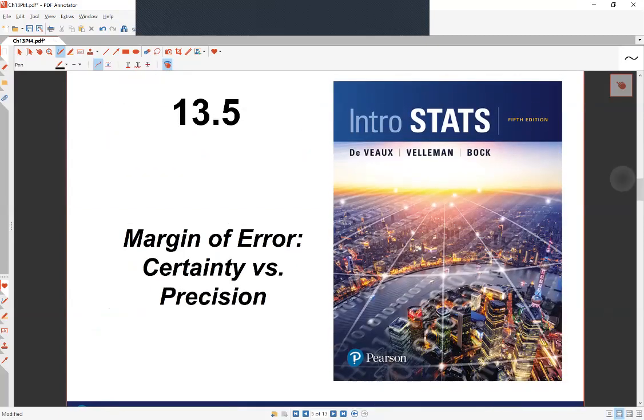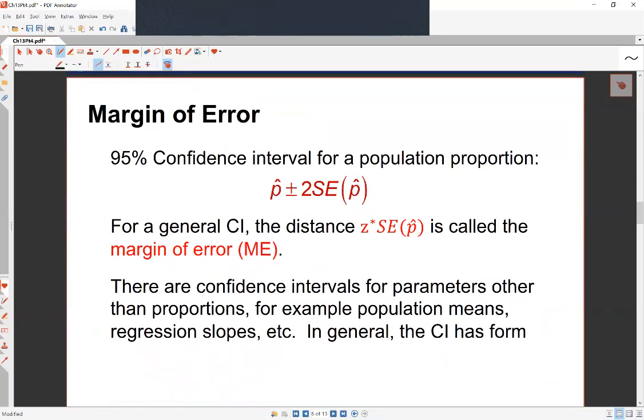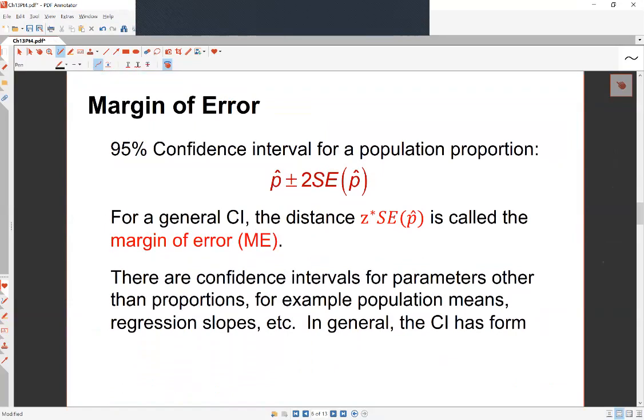Now, we'll dig in a little bit and do some extra math, and we're now going to define a new quantity, although you've been calculating it all along, known as the margin of error. That is something that helps us measure the accuracy of a specific confidence interval relative to the confidence level. So I hope this first formula on this next slide looks familiar. If we're doing a 95% confidence interval, you're going to take p hat plus or minus 2 times the standard error.